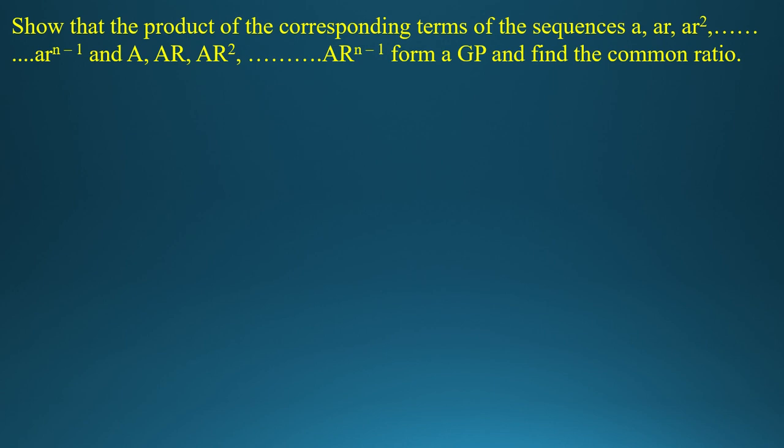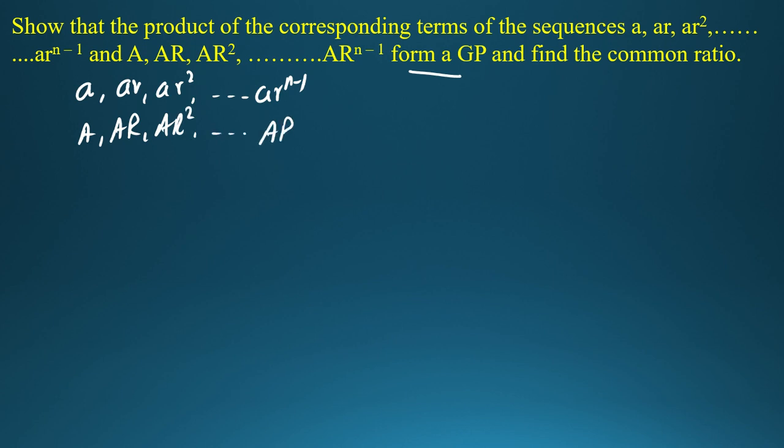Okay, show that the product of the corresponding terms, every word you will have to understand, of the sequences a, ar, ar square and so on, ar to the power n minus 1, and another sequence capital A, capital AR, capital AR square and so on, capital AR to the power n minus 1, form a GP, and then find the common ratio. Corresponding means first multiplied by first, second multiplied by second, like this.